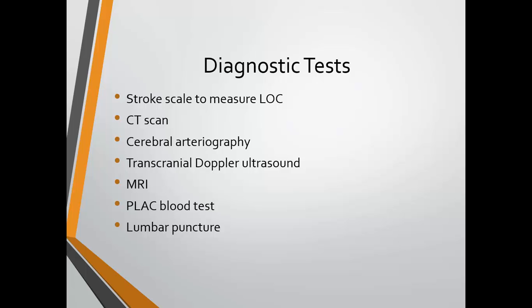Your transcranial Doppler ultrasound is also a test that can be done to help diagnose. Your MRIs just show a little bit more detail than your CT scan. Your PLAC blood test is used to screen for recurrent stroke risk, and that's just a blood test that can be drawn. Lumbar puncture is to obtain cerebral spinal fluid for examination if there's no danger of increased intracranial pressure, because that can actually cause herniation of the brain.